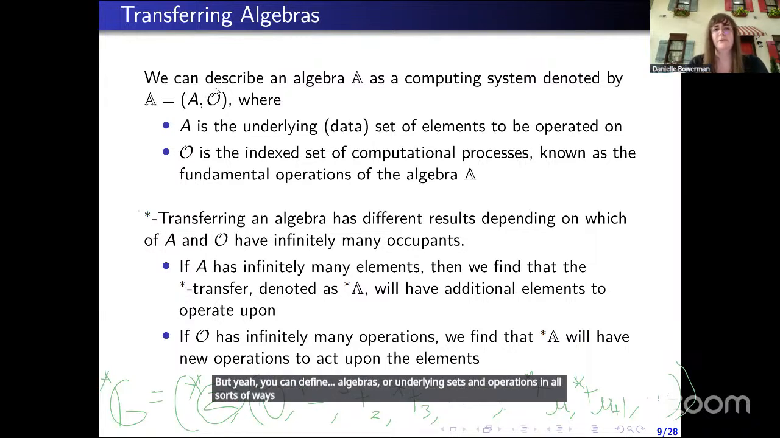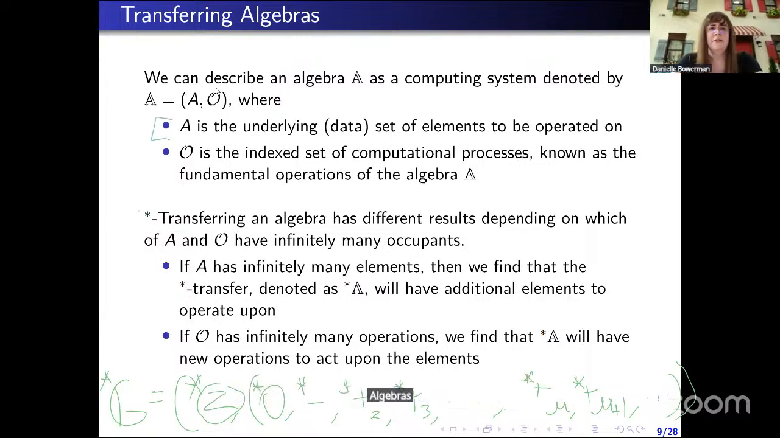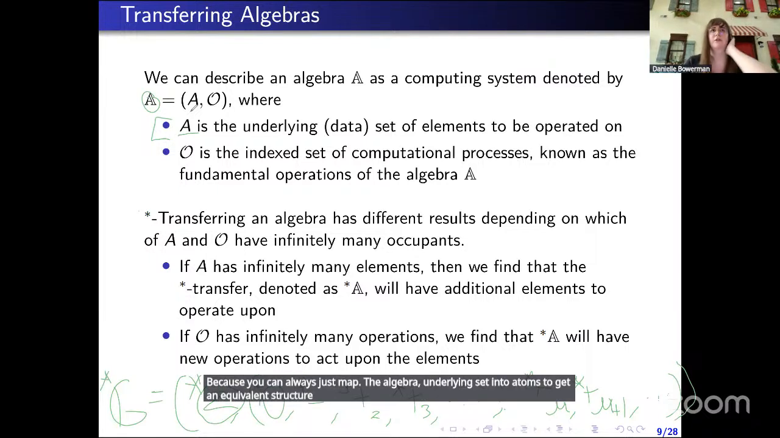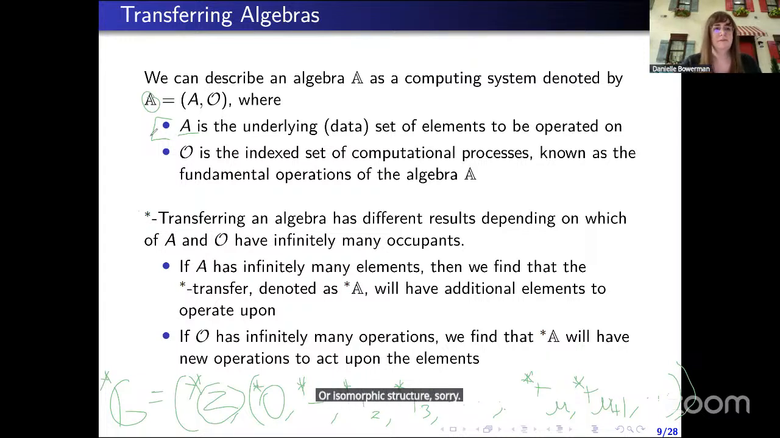Though in our examples, we're always going to look at algebras where the data set is composed of atoms to make it easier on us. Because you can always just map the algebra's underlying set into atoms to get an equivalent structure, isomorphic structure, sorry. Any other questions?